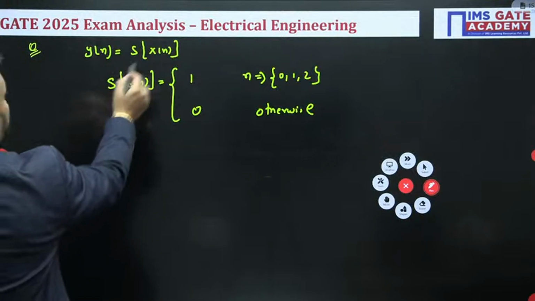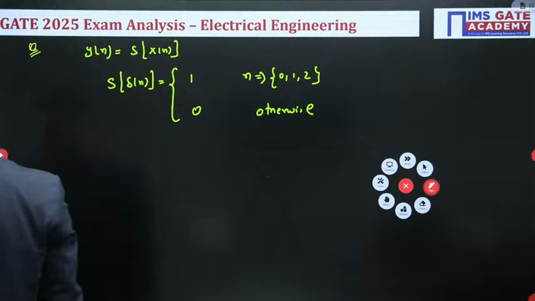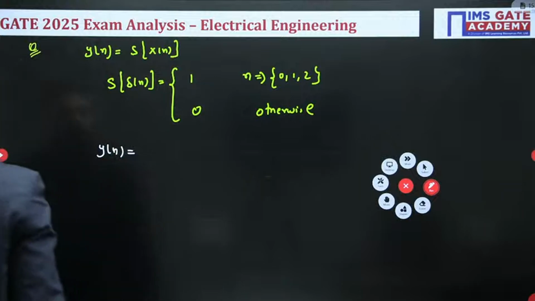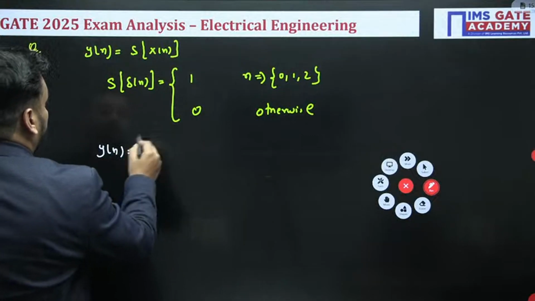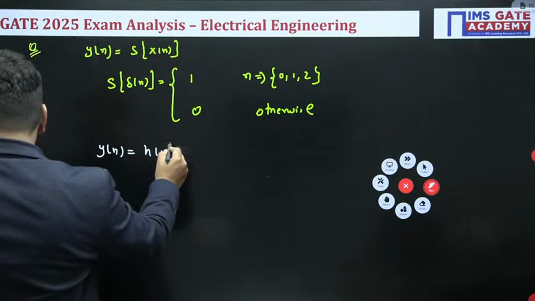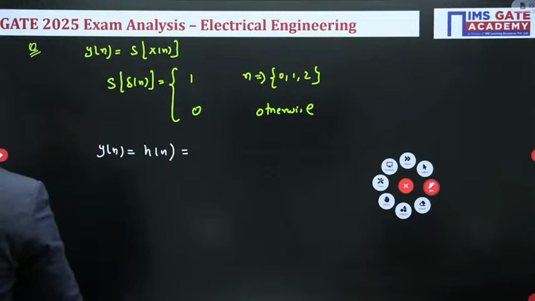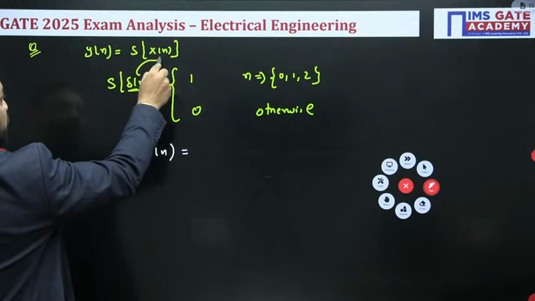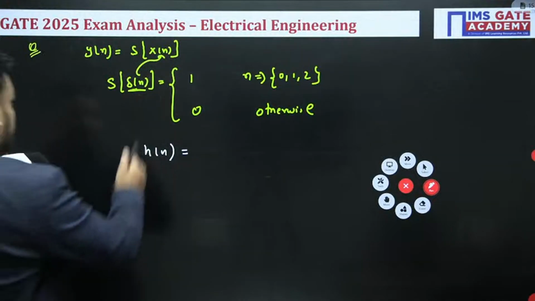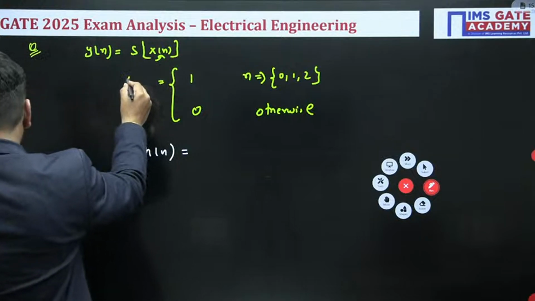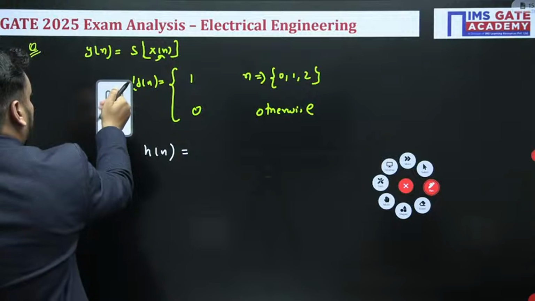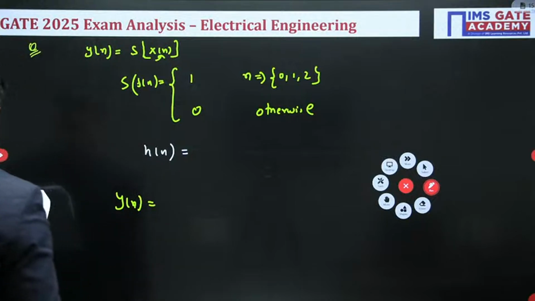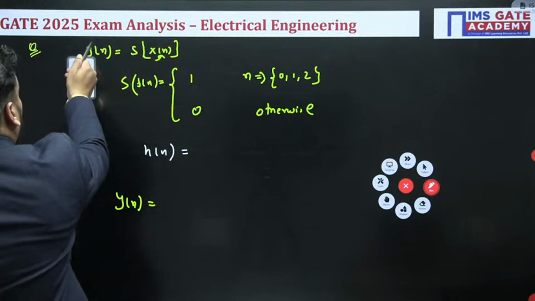We all know that if x of n is given, then when you put del of n as input, you will get y of n as x of n convolved with h of n. What is the impulse response? In place of the input x of n, when you put del of n, it gives you the impulse response. The examiner is asking for the final output. This is h of n.